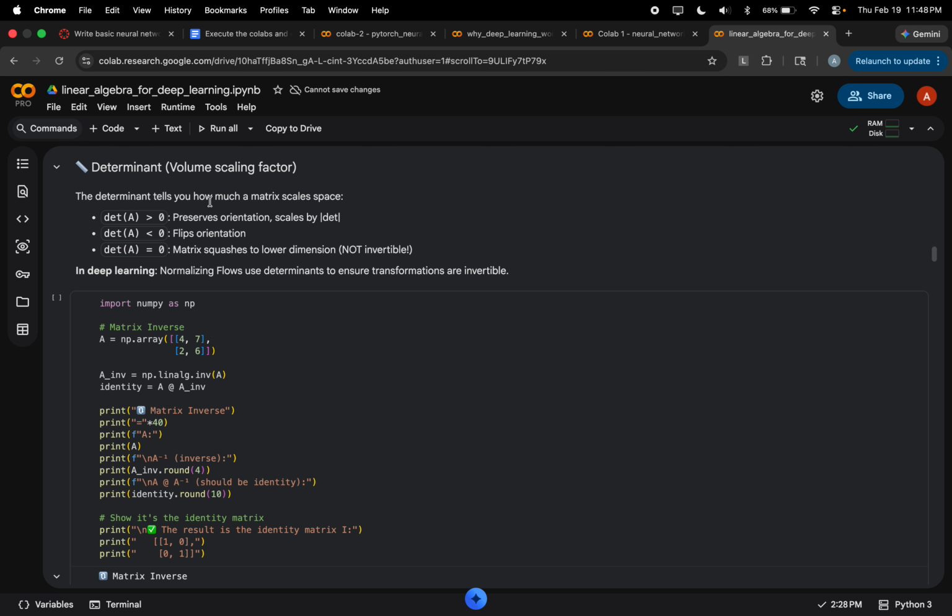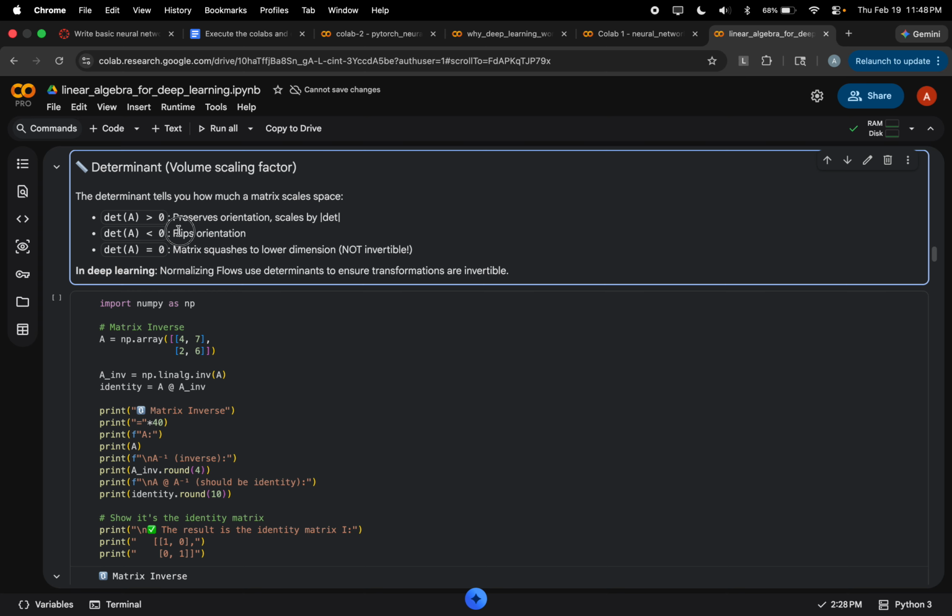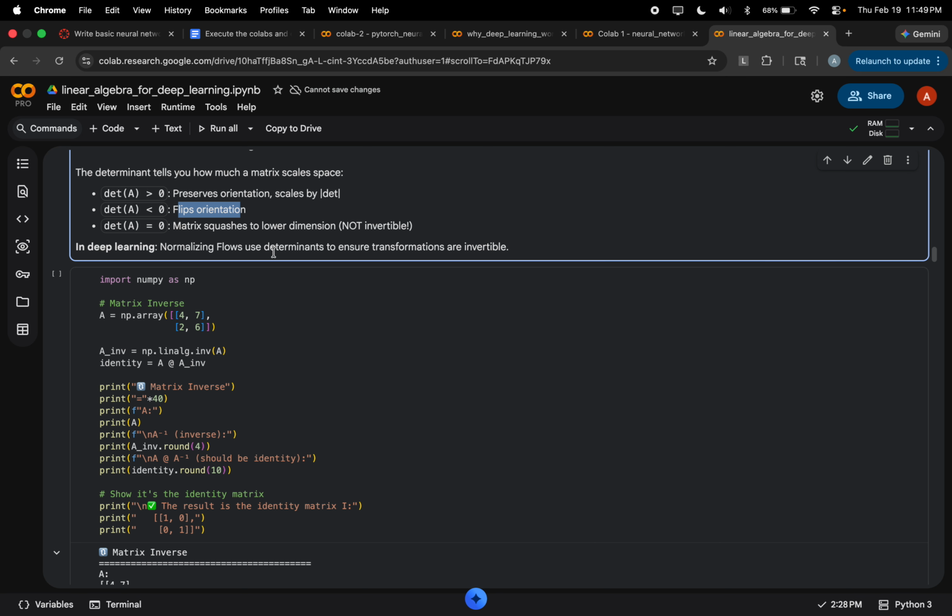So determinant tells you how much a matrix scales space. If it is greater than 0, it means it preserves orientation but scales by the determinant. If it is less than 0, it means it flips orientation. If it is 0, it means the matrix squashes to a lower dimension, so not invertible. So in deep learning, normalizing flows use determinants to ensure transformations are invertible.